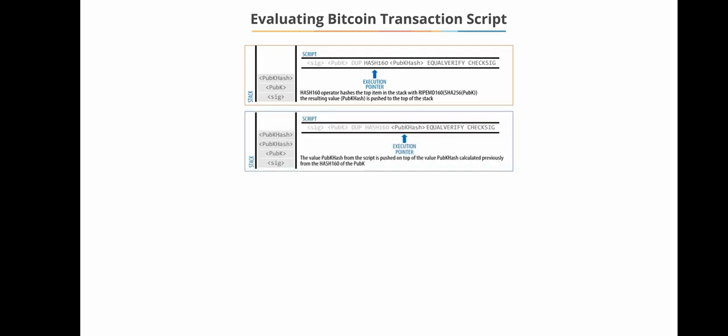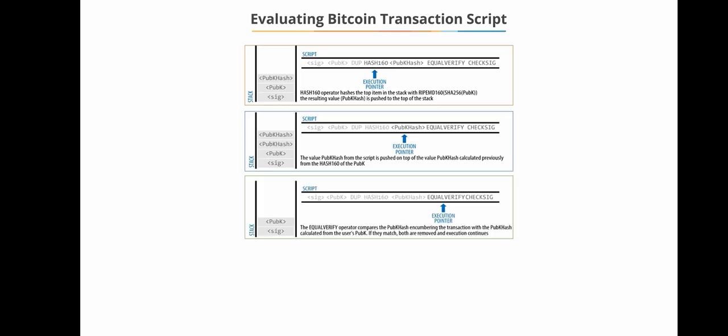Then the value public key hash from the script is pushed on top of the value public key hash calculated previously from the hash 160. The equal verify operator compares the public key hash encumbering the transaction with a public key hash calculated from the user's public key. If they match, both are removed and execution continues.